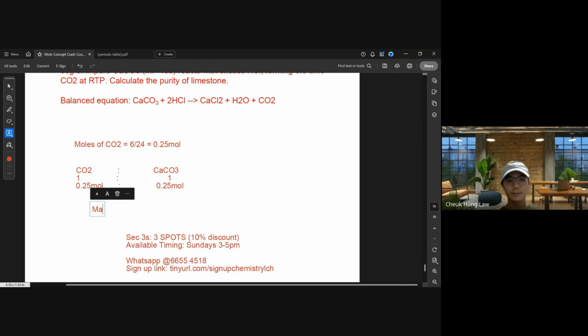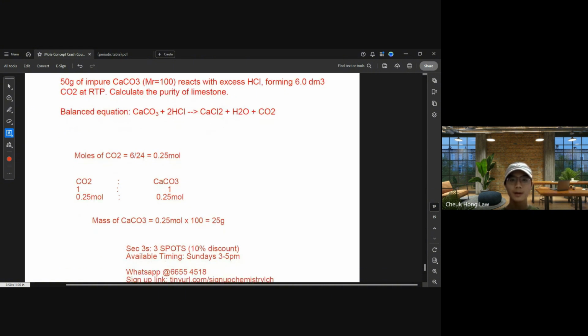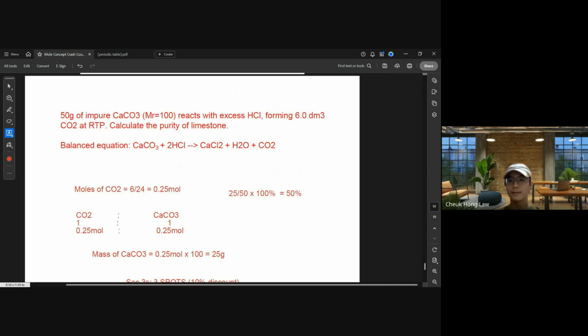So now I find the mass of calcium carbonate. So this is the actual mass, which is 0.25 times the Mr. Okay, I gave you the Mr of calcium carbonate, which is 100. So for mass, you just take the mole times the Mr, 0.25 times 100 to get 25 grams. And then your final answer, to find the purity of limestone, the purity of calcium carbonate, is actual mass over 50 grams times 100%. Okay, which is 50%. All right, so that's why your answer is 50%.